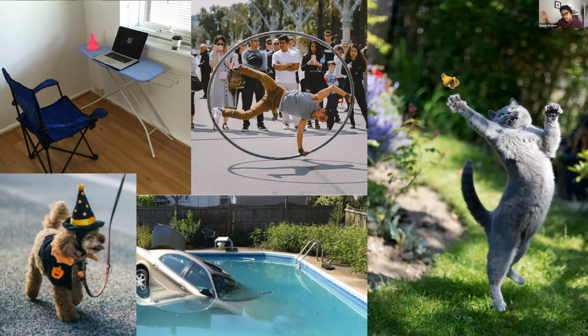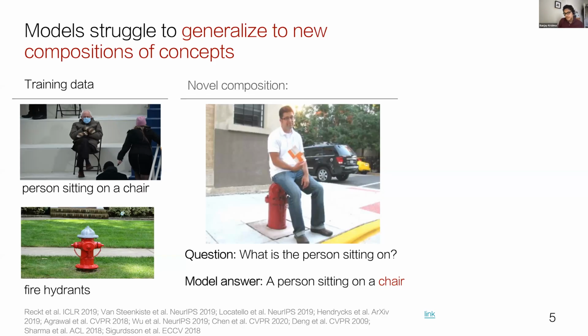Now, these sorts of new situations that we encounter in the world are commonplace. We can interpret and reason over these with relative ease. However, despite a decade of amazing advancements, the deep learning models that are powering vision technologies today really struggle to understand the visual world. And prior work has noted many times that vision models struggle to generalize when they see novel compositions of concepts that individually they might have already seen.